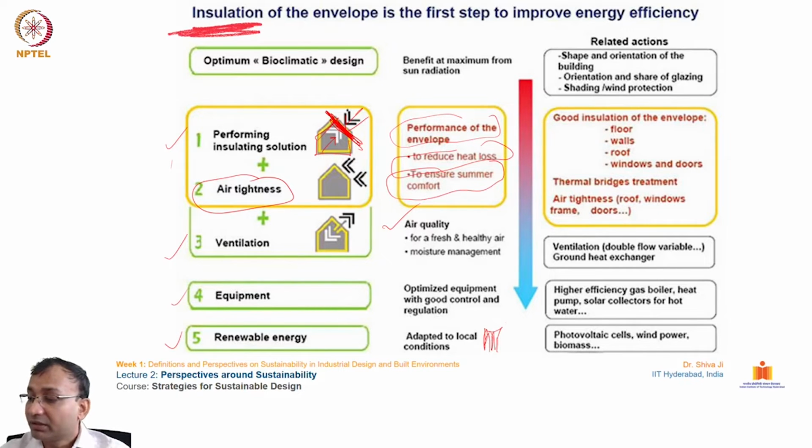On the last section, if you see here, the related action: the shape and orientation of the buildings can be improved, based on how much heat and radiation our building is going to receive in which direction. Based on that direction, and on the climatic situation and geographic conditions, we can reorient and reshape our buildings. That is where the strategic design element comes into the picture.